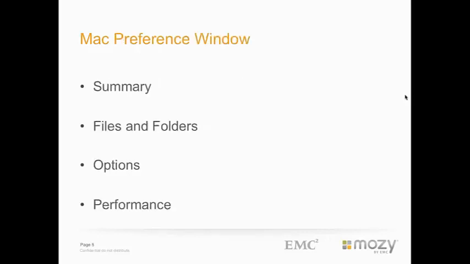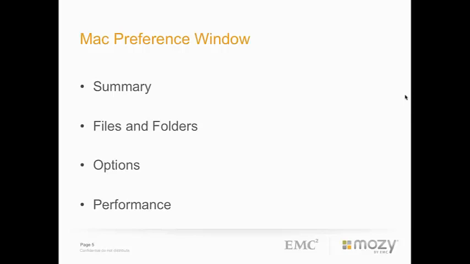Okay, so just moving on briefly, the preference window. The preference window is the equivalent of the settings window in the Windows client. You will have 4 tabs in here. These 4 tabs are the summary tab, files and folders, and the options and performance tabs.